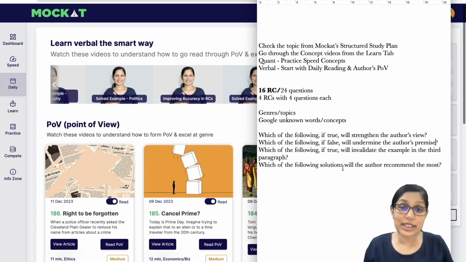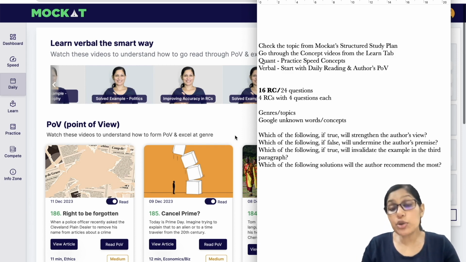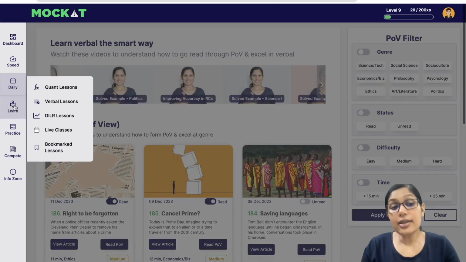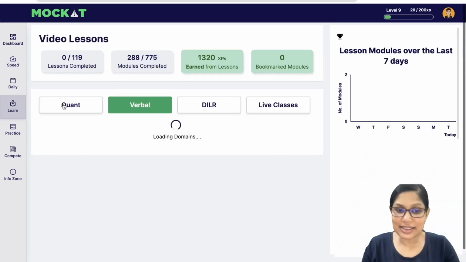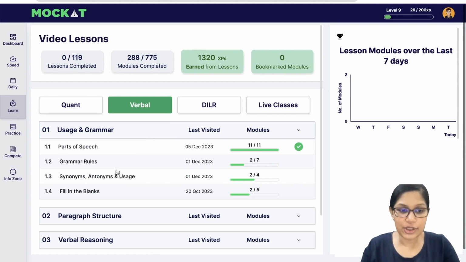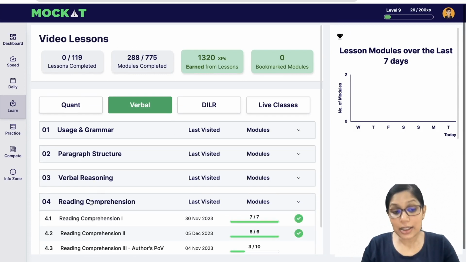All of the solutions will seem to make sense. You've got to go for the one which the author would be strongly supporting. So for that, you need to do something which is finding the author's view, right? And that's why on the verbal front, I always recommend starting with RCs, right? Whatever the next class is, whenever you're joining, before all of these, start with RCs.